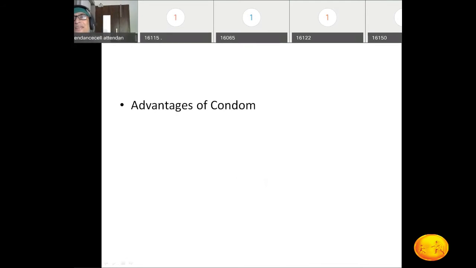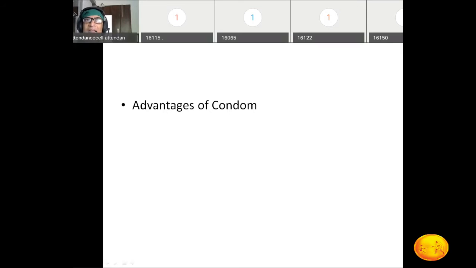So what are the advantages of condom? Obviously, you have to compare it with something else. Yes, cheap. Yes, it is the cheaper option available. Do you know the cost of OC pills? What is the cost of OC pills? How cheap is condom? These are the typical viva questions. The moment you say it's cheap, obviously the next question, how cheap is it?